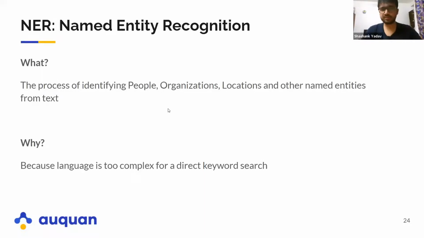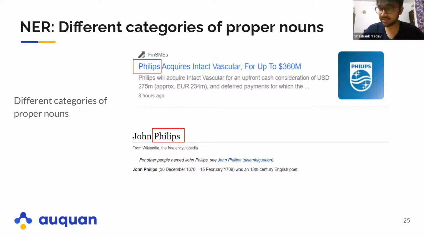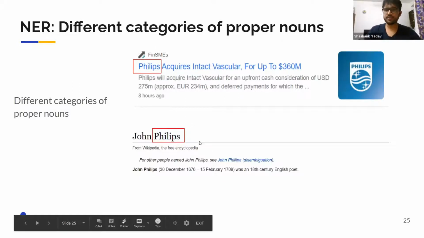Why are we doing this? Because language is just too complex for a direct keyword search. We'll run into the same Hathaway effect problem. Cool. So I have some examples to show you here. Suppose you had a system that was looking for Philips. You were trading on Philips. So these are two news items. Actually, the second one is taken from Wikipedia, just for example.